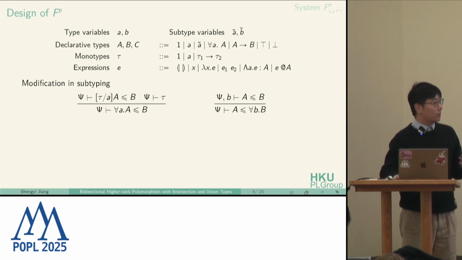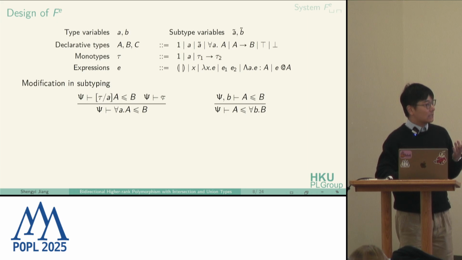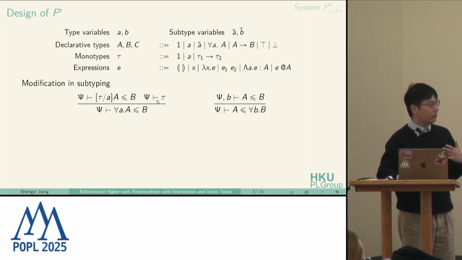So to achieve the first one, we need to modify the subtyping rules. This is the ∀L rule we mentioned before. This is the ∀R rule. So it says we can extract the type variable on the right-hand side to the context, and this variable may be used by this τ later, by later invocation of this ∀L rule.